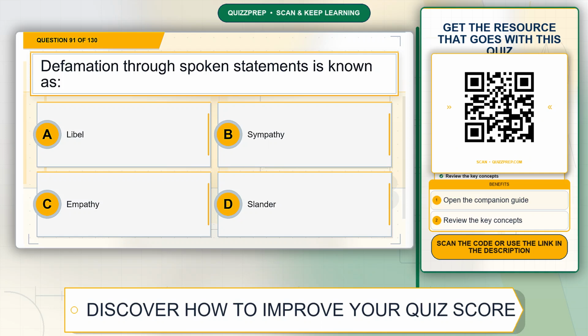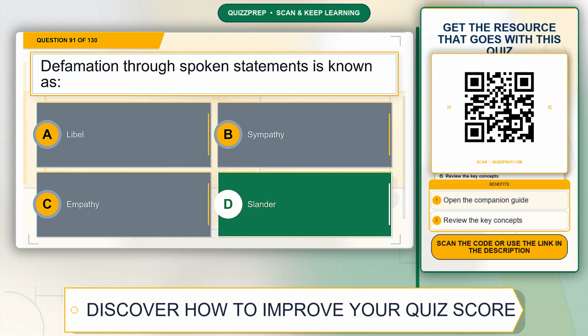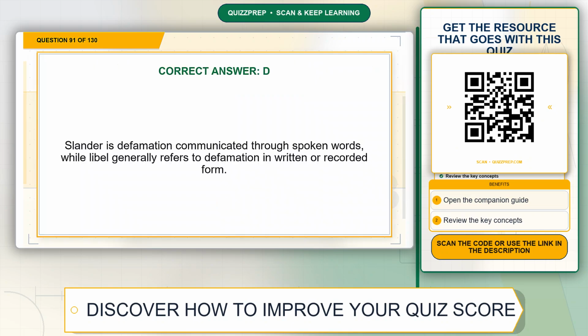Question 91. Defamation through spoken statements is known as: Option A, libel. Option B, sympathy. Option C, empathy. Option D, slander. The correct answer is option D, slander. Explanation. Slander is defamation communicated through spoken words, while libel generally refers to defamation in written or recorded form.